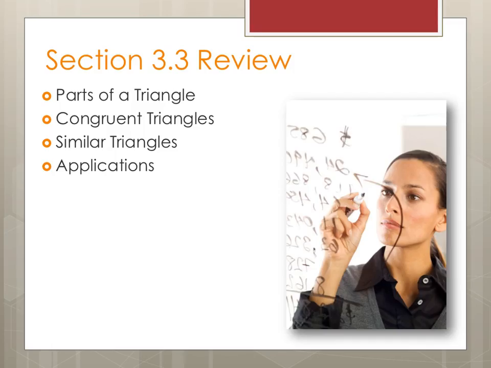So to review for section 3.3, we covered the different parts of the triangle, the vertices, the angles, and the sides. We talked about congruent triangles, where the angle measures are equal and the side lengths are equal. Similar triangles, where the angles are equal but the sides are proportional to one another, and then wrapped up with an application problem. Stay tuned for next time. When we cover 4.4, we're going to start talking about the American or the English system of measurement.